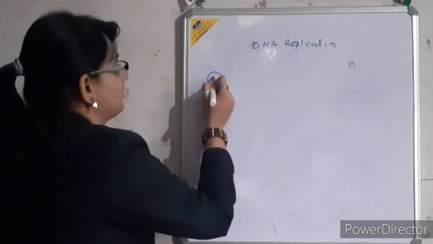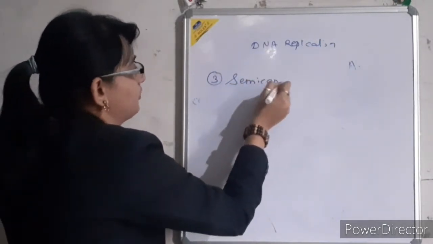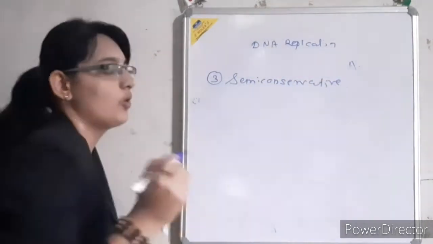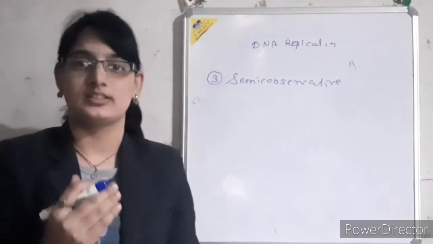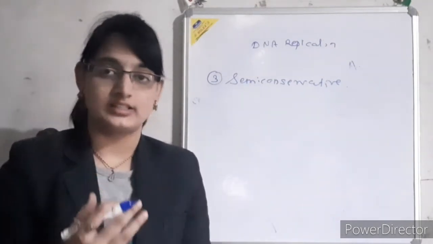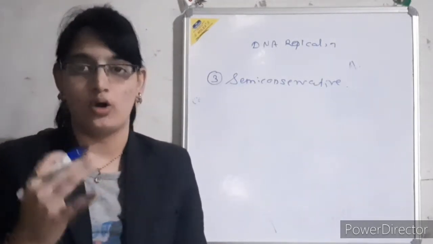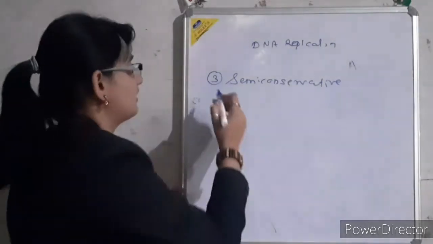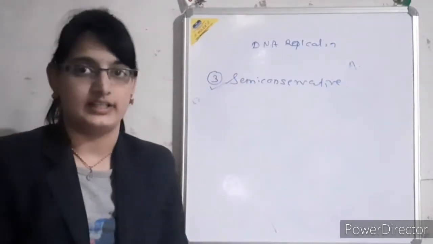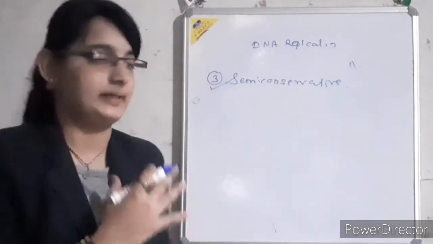The third type of DNA replication is called the semi-conservative type of DNA replication. Mostly in nature, semi-conservative replication occurs. Dispersive and conservative types of replication are very rare. So there is always progression by this method, semi-conservative replication, in an organism. So how this semi-conservative replication takes place, that we will see.